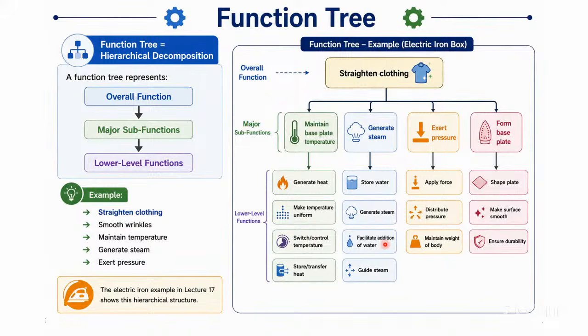So adding water at the beginning alone is not sufficient. If you want more water due to overusage, you can add it. Then you can guide the steam to flow in a particular path. So these are subfunctions of this function.